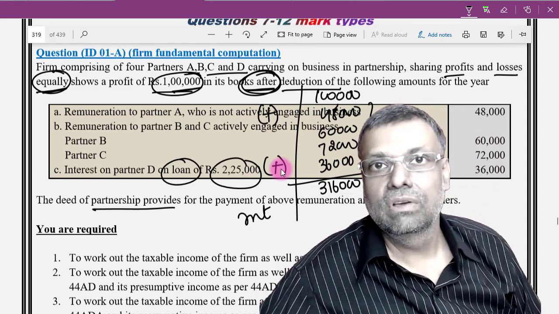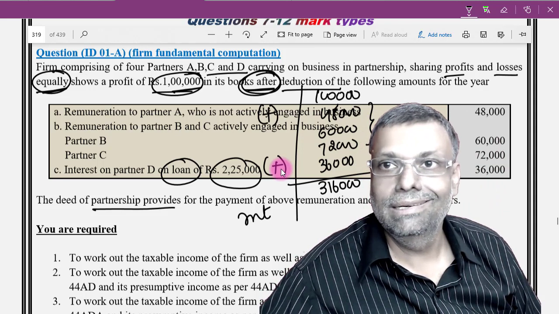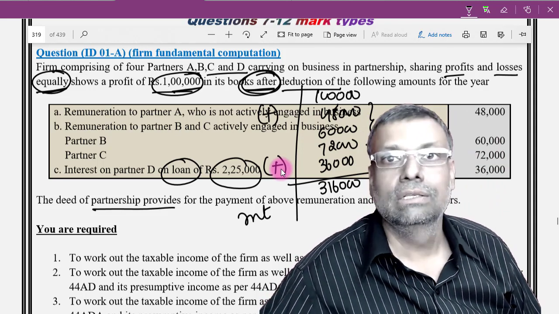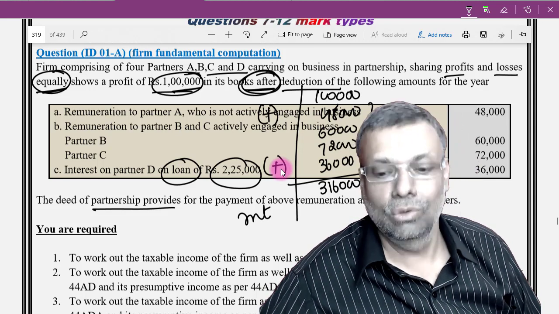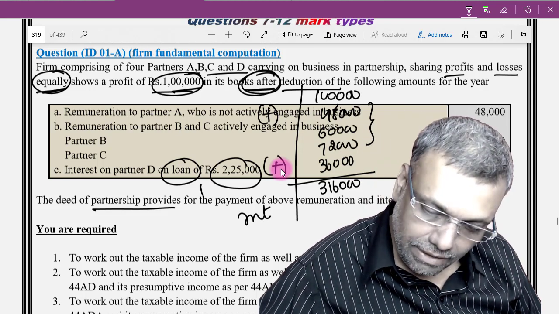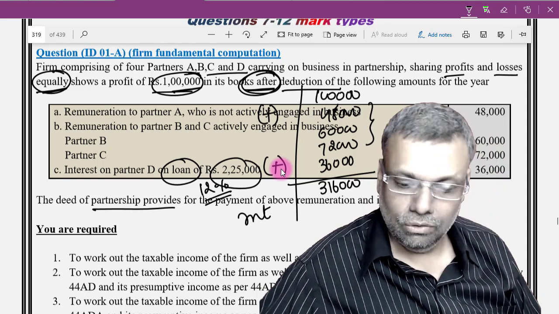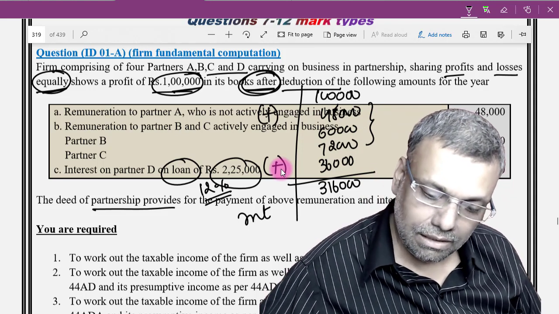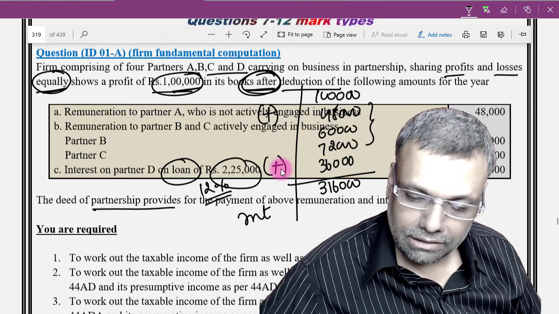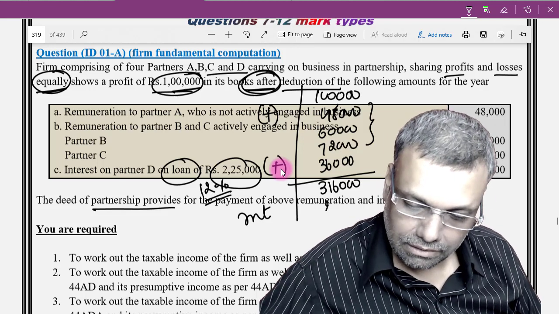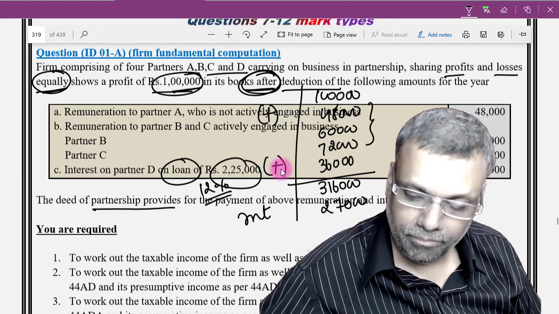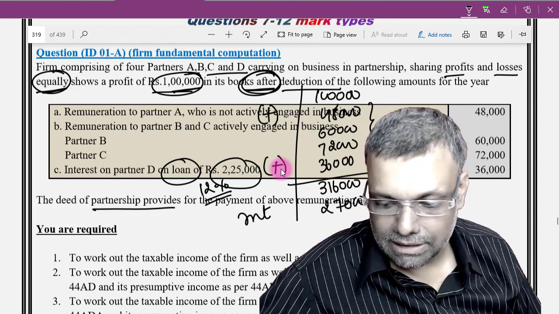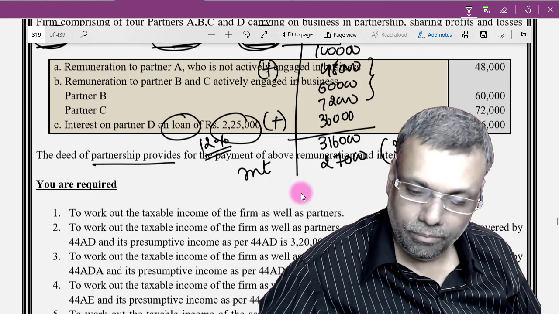As per section 40(b), it is not necessary that interest has to be on the capital. It is interest to partners, so whether it is on a capital account or a loan account, everything is covered, and limited to 12%. So 2,25,000 into 12% is 27,000. In the bracket I can write: actual is 36,000, limit is 27,000, whichever is less.